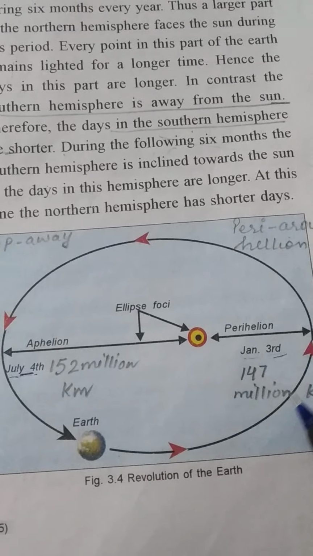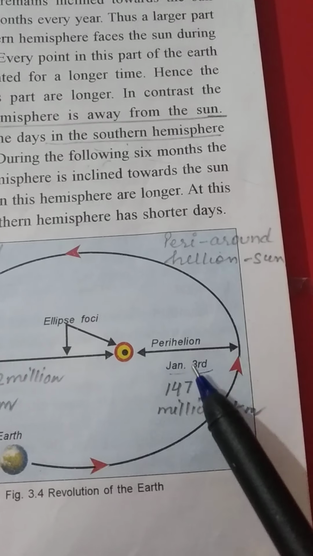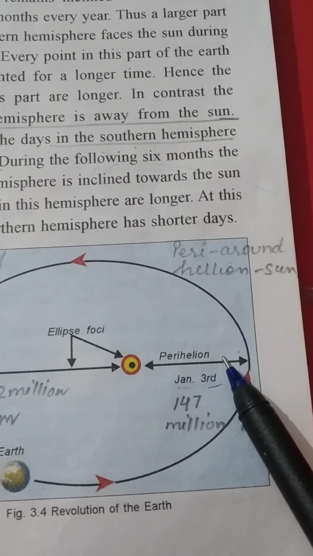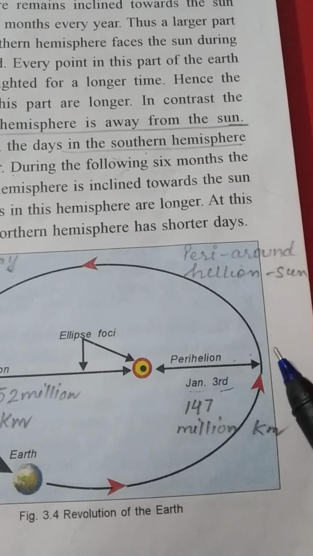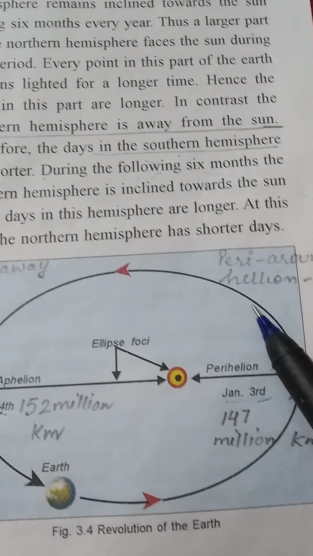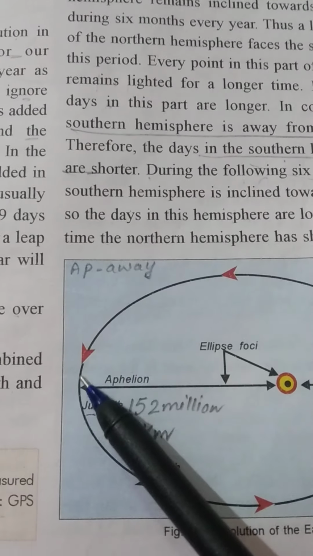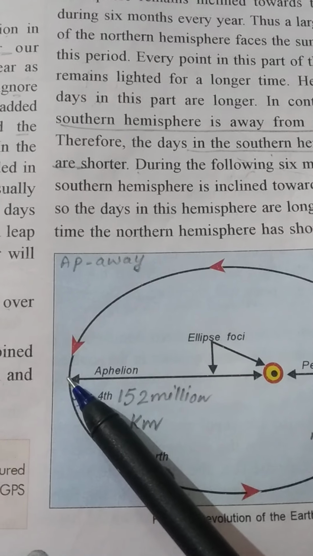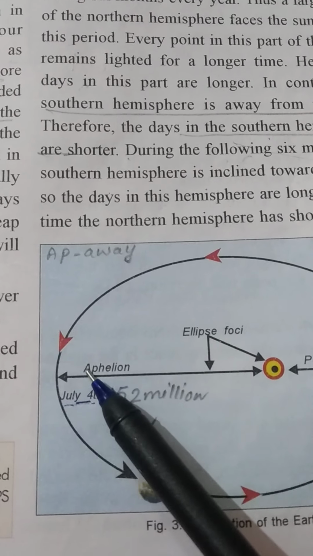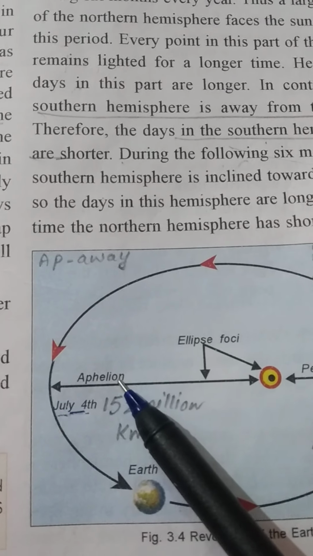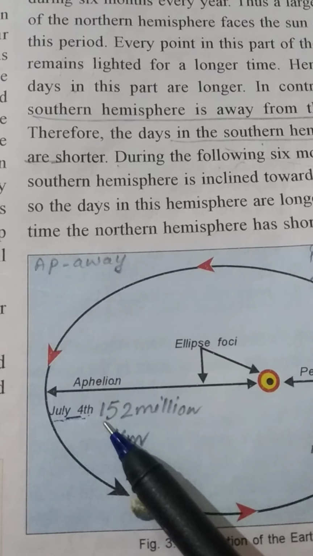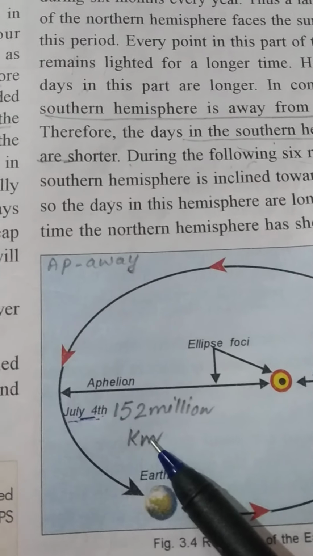When the earth is nearest to the sun on 3rd January, that phase is called perihelion, and the distance between the earth and sun is 147 million kilometers. Slowly it moves away, goes to this side. When it comes to this side, this is the maximum distance between the sun and the earth. This phase is called aphelion, and it is on 4th July. The distance is 152 million kilometers.